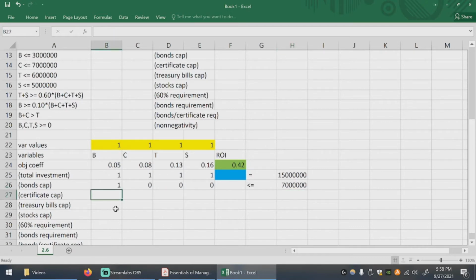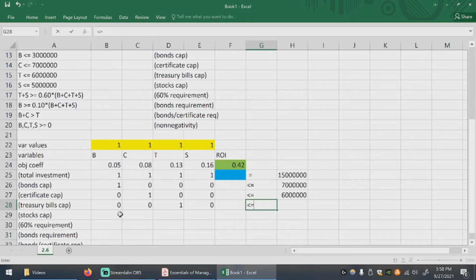Certificate cap. B has a 0 coefficient because there is no B. C is a 1, 0, 0. It is a less than or equal to 6 million. Treasury bills, I just keep going. Those inequalities are all very similar. Oh no, T gets a 1, right? Put the zeros in, don't put the zeros in. Any empty cell, Excel will treat as 0.